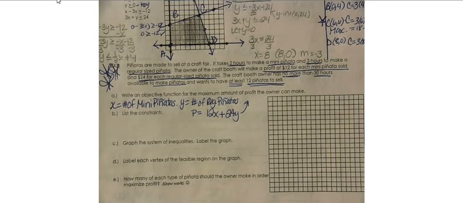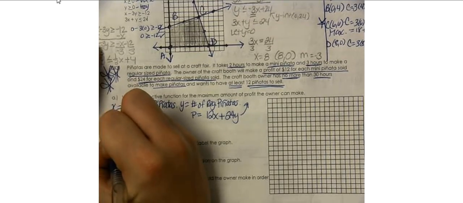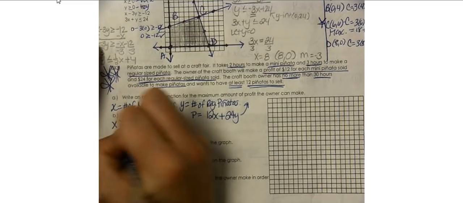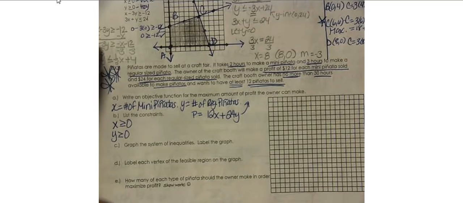Well, it doesn't say. It doesn't say that they want to make at least this type of piñata. Like, we don't have at least 4 mini piñatas or anything like that labeled. So it is possible for this person to make 0 mini or 0 regular. So I'm going to list my first 2 constraints as x needs to be greater than or equal to 0 and y needs to be greater than or equal to 0. Those are my first 2 constraints. That means that you cannot have negative piñatas, and you're allowed to have 0 if you choose.